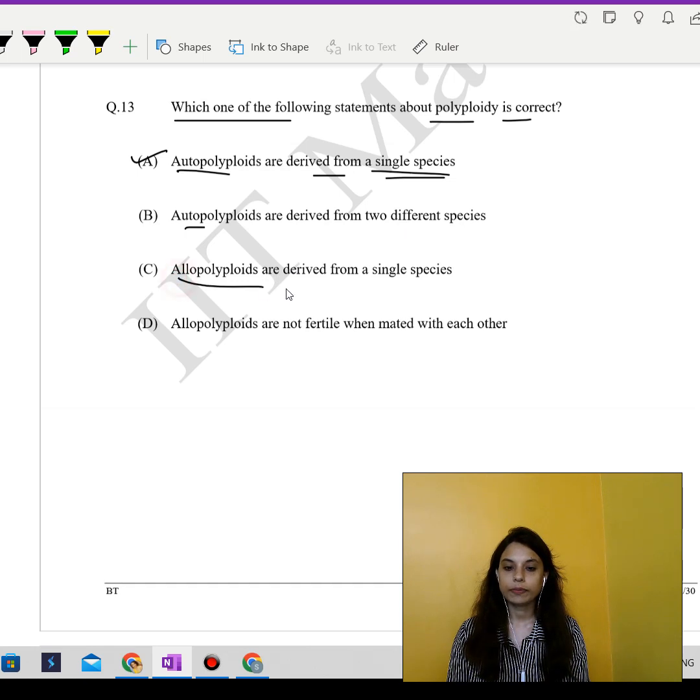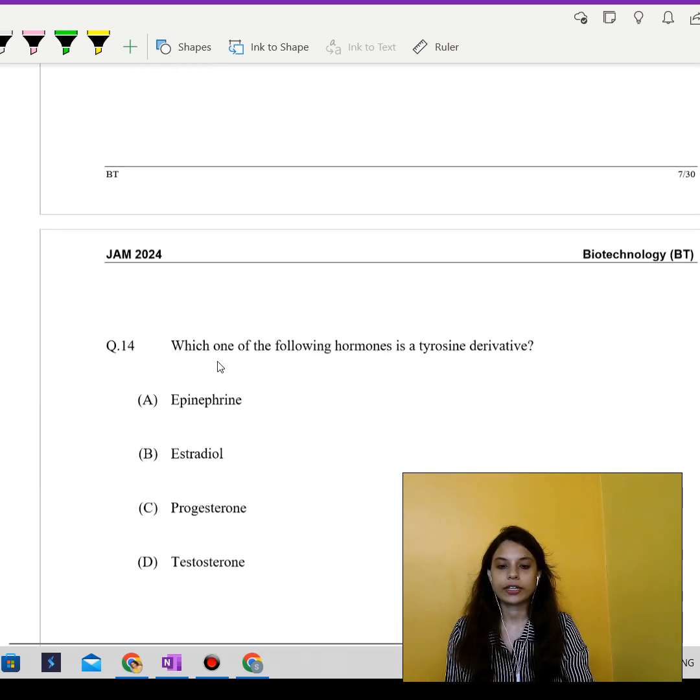Coming to allopolyploids. Allopolyploids are formed by the hybridization of two different species, which is followed by chromosomal doubling. They have combined sets of chromosomes from different species. While some allopolyploids might have fertility issues, it's not a universal truth. Their fertility depends on specific factors like the degree of chromosomal divergence and mechanisms for meiosis. Therefore, we can say option A is the correct one. Let's move over to the next question.